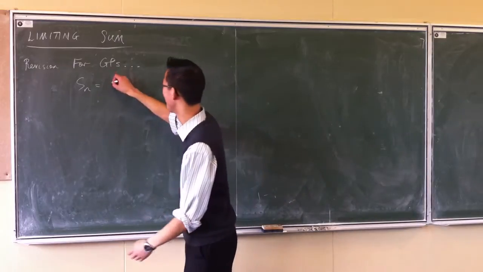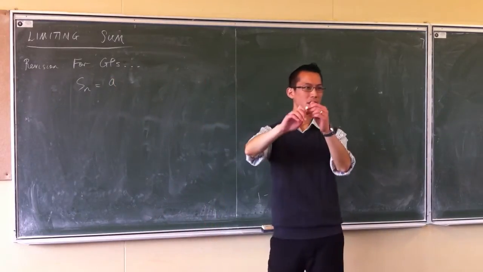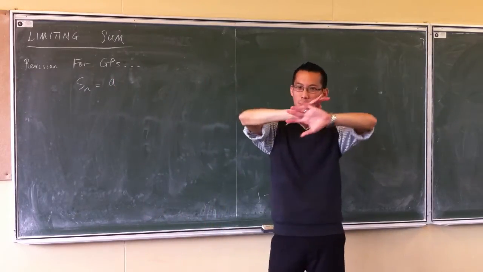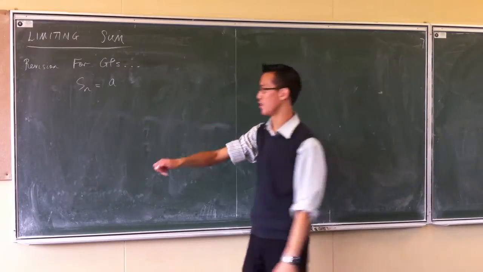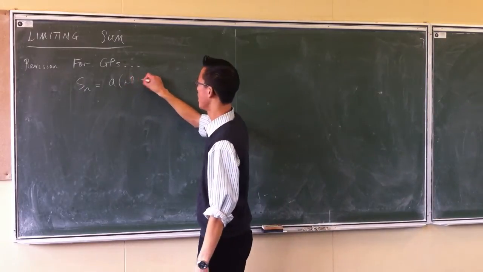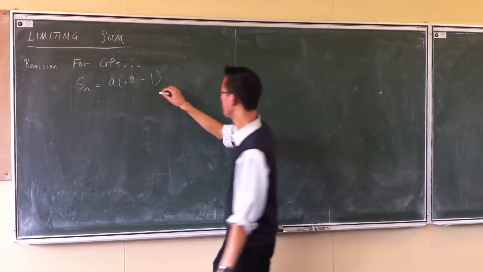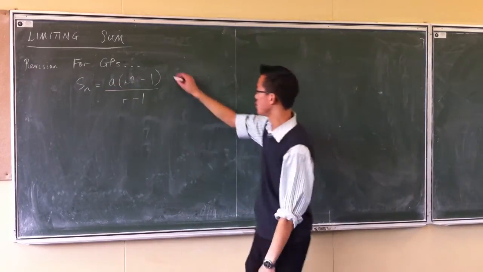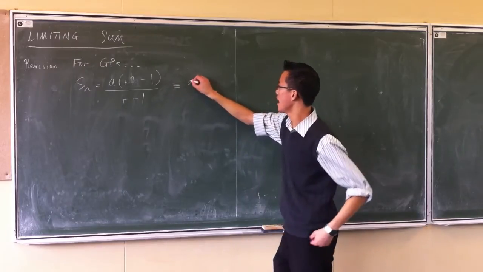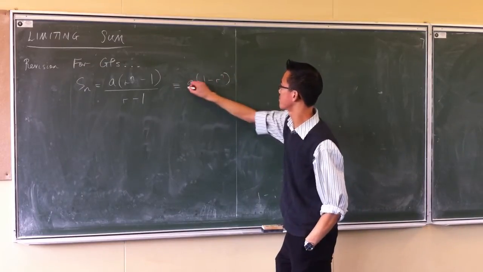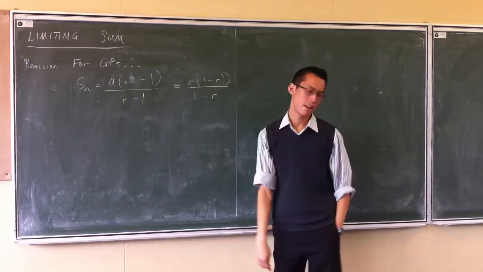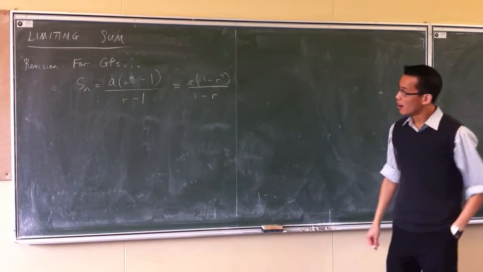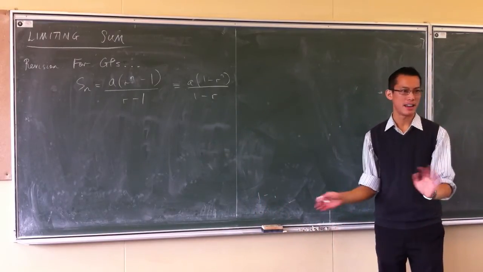Anyone? Yeah, we start with the first term, right? And then we multiply by the ratio. We multiply the whole series by the ratio, and then we subtract it. So we got two different versions of this. Do you remember? That's one fraction, which is actually the same as if we reverse the numerator and the denominator.